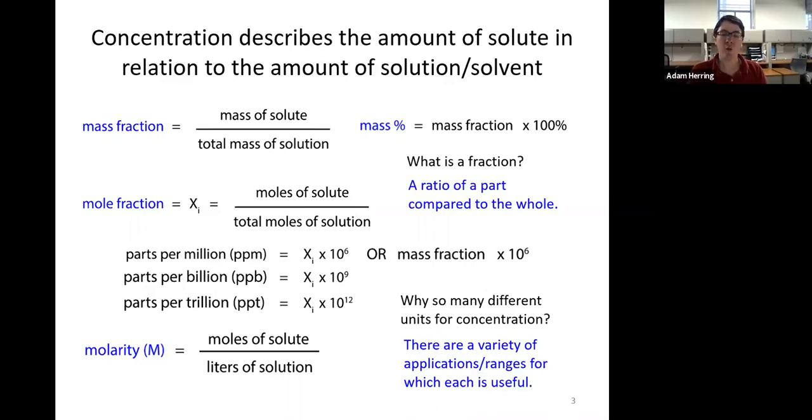Molarity is used when we have aqueous solutions where we have a fixed amount of solute dissolved in a certain volume of total solution.